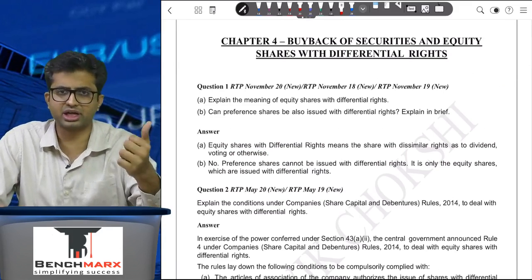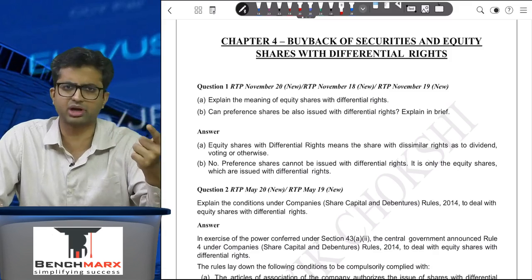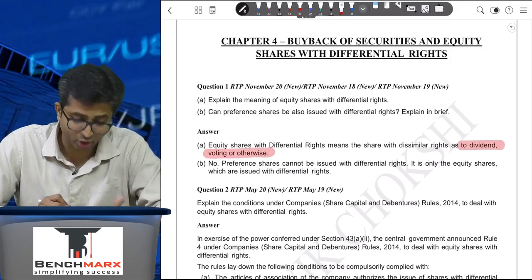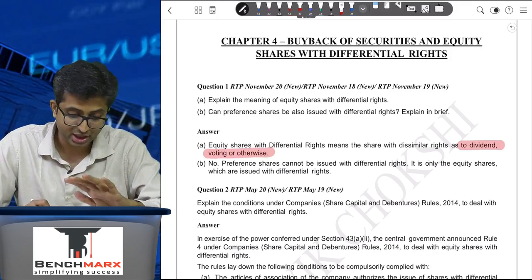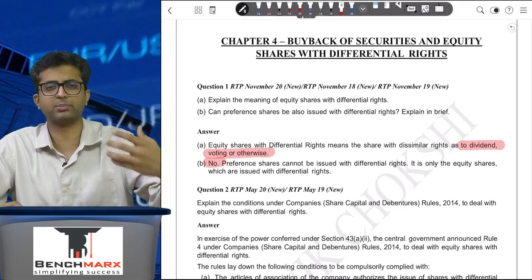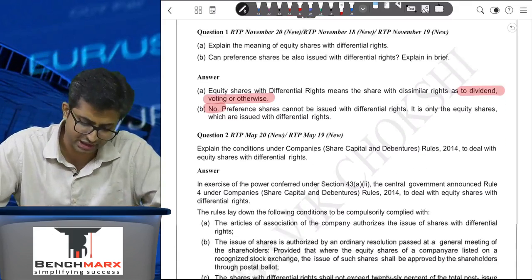Well, the rights here can be different with regard to dividend, voting rights or any other case. So these are rights which differ for dividend, voting or otherwise. Can preference shares also be issued with differential rights? The answer is no. This section only applies to equity shares, not to preference shares.